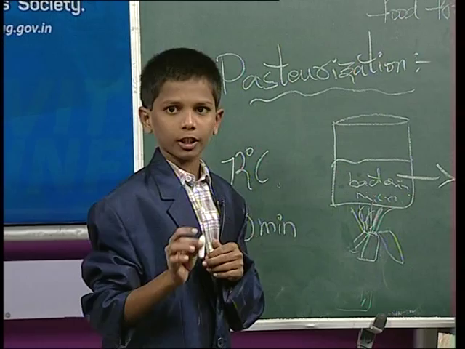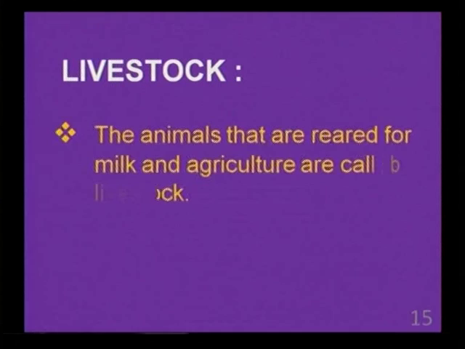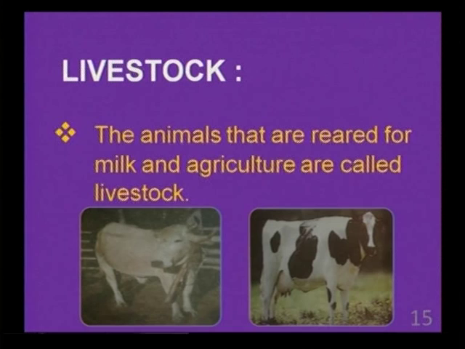And next one is livestock. The animals that are reared for milk and agriculture are called livestock. Do you know, friends? If we see here, in the picture, the first picture is an ox. The ox is used for plowing in agriculture. And the second picture is a Holstein cow. And that Holstein cow gives us milk. Yes or no? Yes. If we have two animals, ox and Holstein cow, we can rear two animals together, then we have livestock.